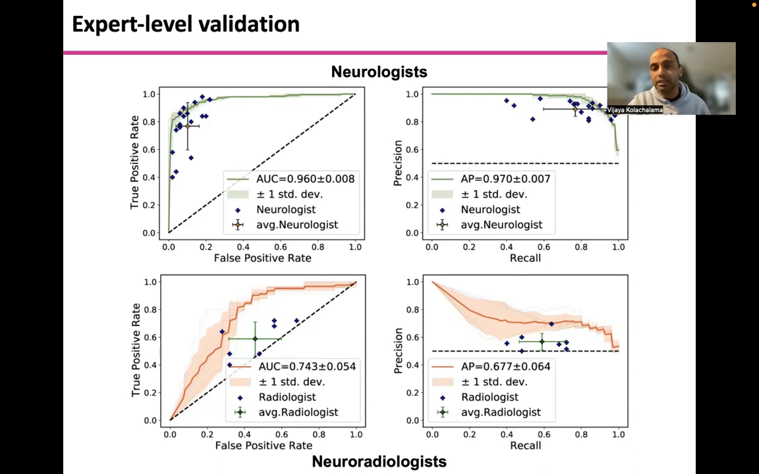Interestingly, our model seemed to have worked pretty reasonably well. As you can see here, the first row shows the performance of the model, which is the green line, and the dots represent the performance of the neurologists, 17 of them. Our model seems to be doing slightly better than the average neurologist. The second row shows the performance of the radiologists. The red line is the performance of the model, and the dots are the performance of the radiologists. Again, the model seemed to be doing reasonably well compared to the average radiologist.